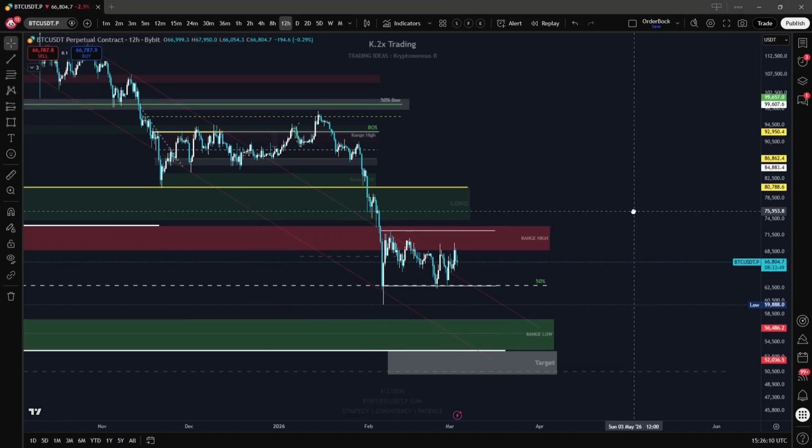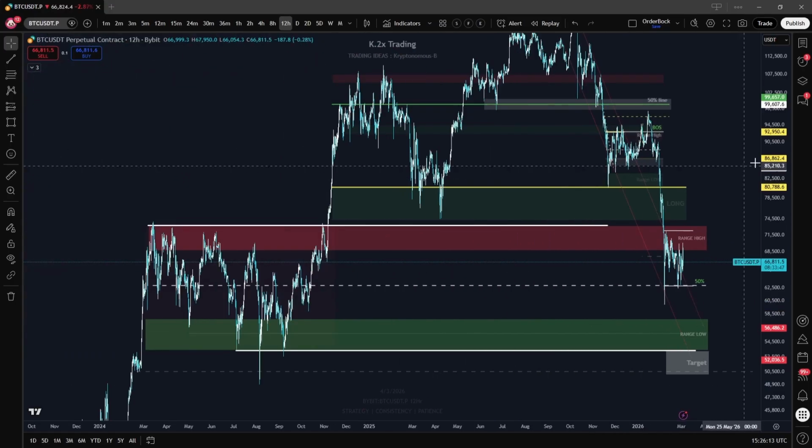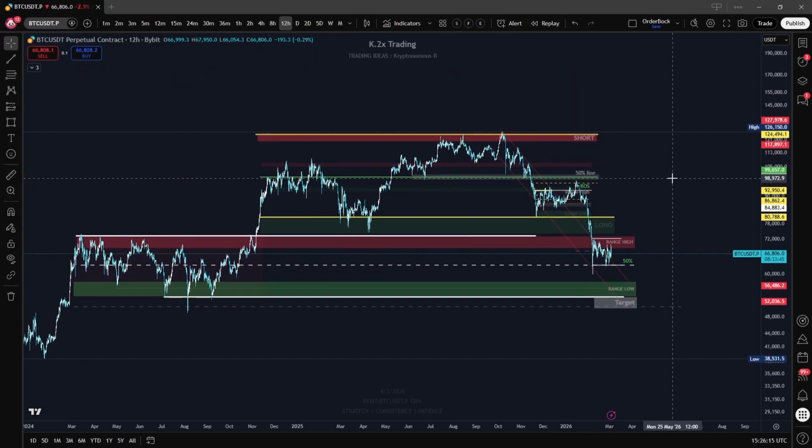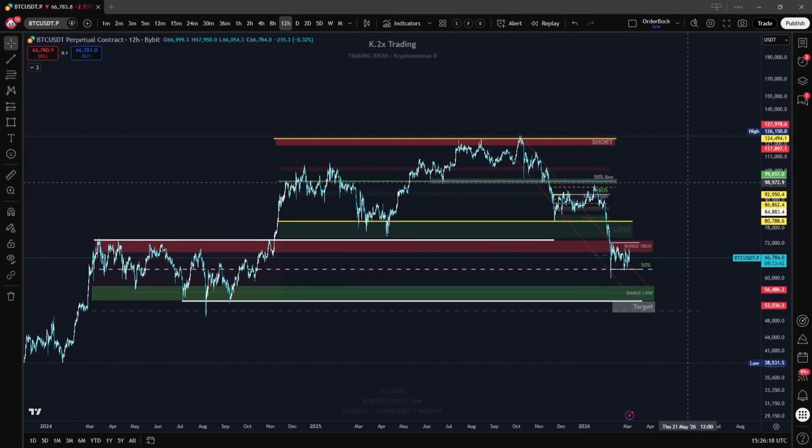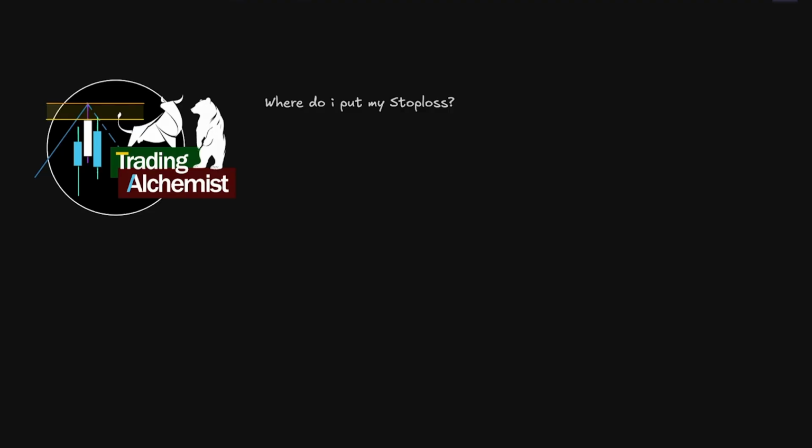Okay, so now the question is, how do I plan my stop loss? For this, we're going to jump over to my little chalkboard right here. Where do I put my stop loss? So, let's draw some lines here. Let's get this, and let's get that right there. I'm also going to put a dotted line in the middle.